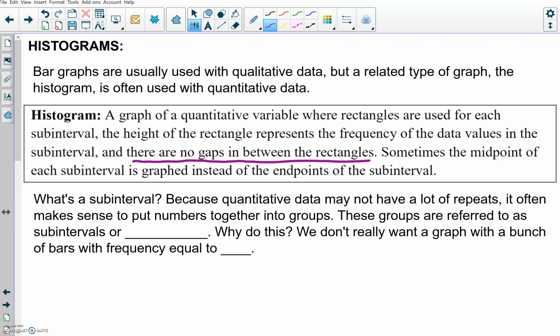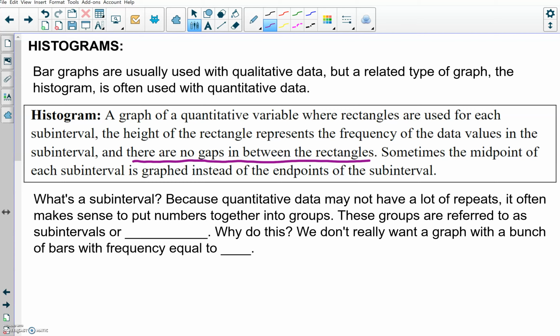There are no gaps in between the rectangles, so all the bars are touching. And when you have all the bars touching, it's one continuous thing all the way across the bottom. It makes it look more like it represents continuous data that has no breaks in it. So that's the whole point of histograms with continuous data: the bars aren't split up, just like the data isn't necessarily split up. All the values are possible in between any two numbers that you may have.